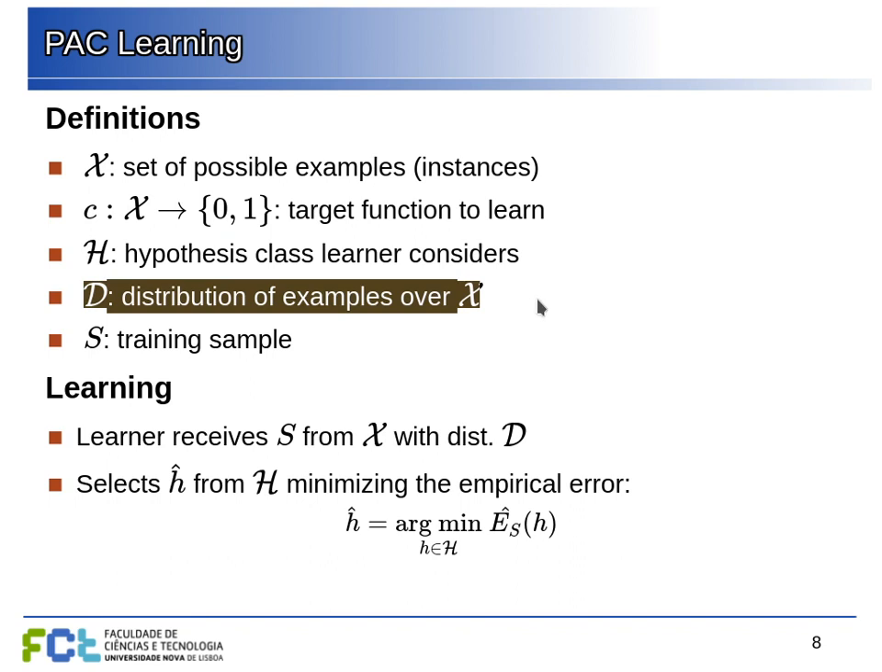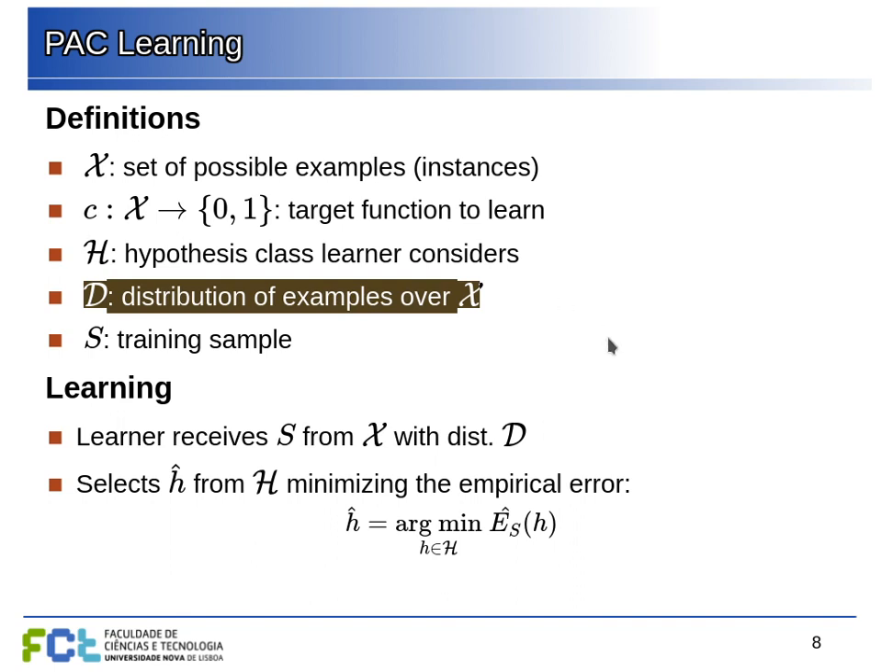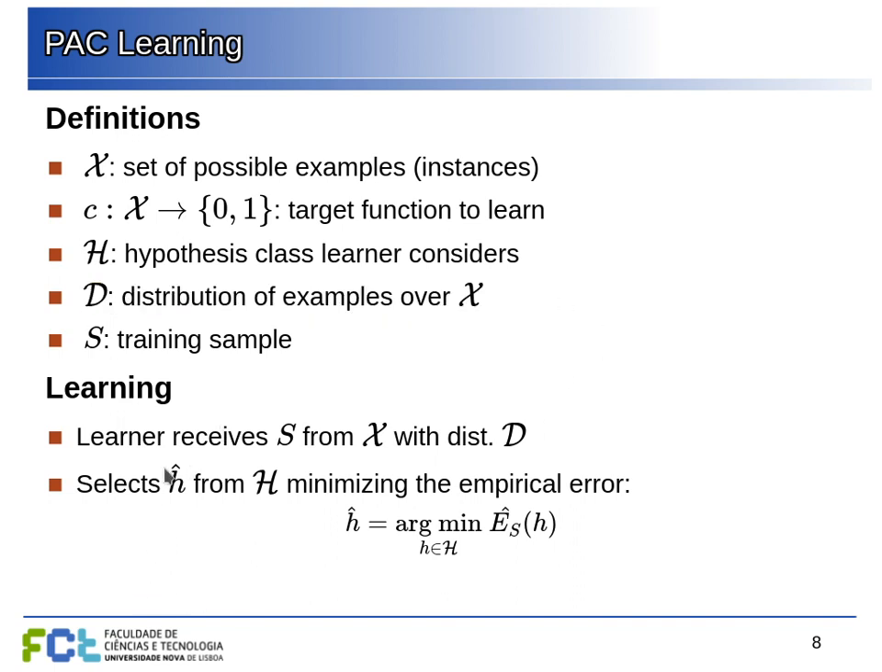There is some distribution of probability when we draw examples at random from the universe, and we have a sample for training. So our learning system will receive this sample that is drawn with some distribution that we use to sample over the universe, and it will select the hypothesis from the hypothesis class that minimizes the empirical error. So this would be the way we are assuming our model is being trained. So we are going to choose one hypothesis from the hypothesis class that has the minimum of the empirical error.